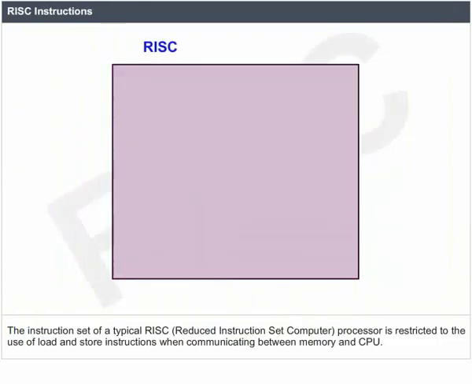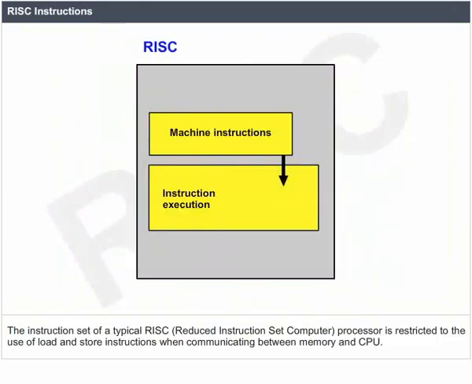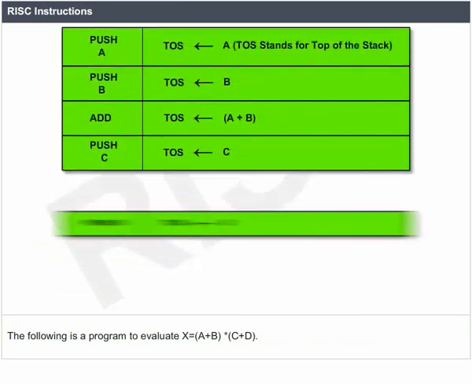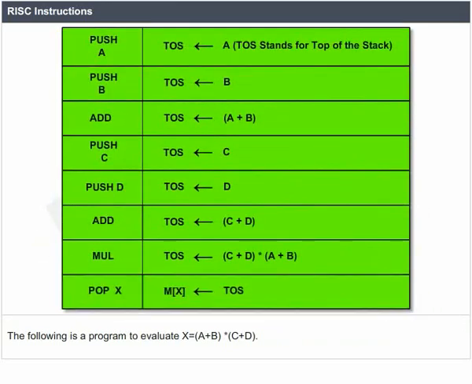RISC instructions. The instruction set of a typical RISC (reduced instruction set computer) processor is restricted to the use of load and store instructions when communicating between memory and CPU. The following is a program to evaluate X = (A + B) * (C + D).